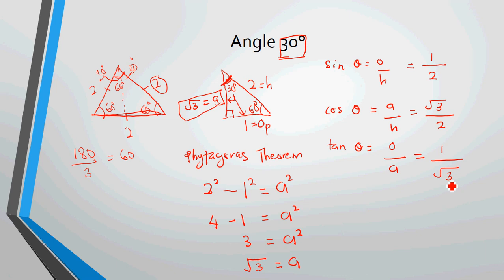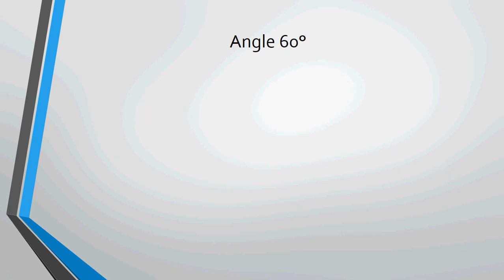Next, the 60 degree angle is similar to the 30 degree angle. You still use the same concept of the equilateral triangle, because this is 60 degree, right? To find the values of sin, cos, tan, you need to have a right angle triangle. This is the 90 degree, so you take either half of this triangle and redraw it, not a straight line here.